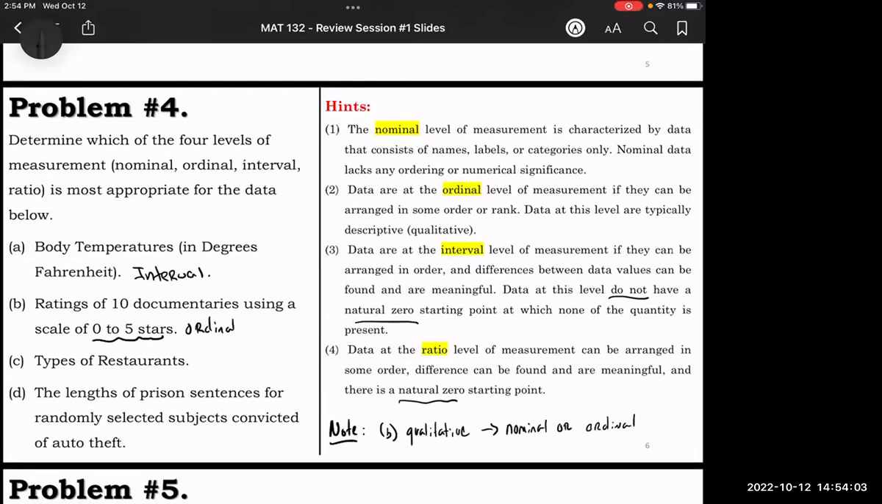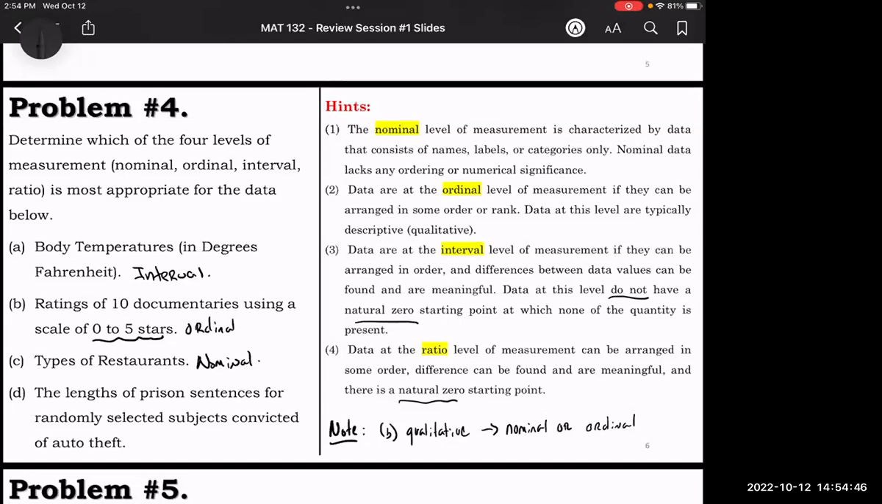Okay, part C, types of restaurants. That's nominal because those are categories. Now, if I said favorite types of restaurants, would it be nominal? No, it would be ordinal because you're actually going to be ranking the types of restaurants if I use the word favorite in front of types. It's not like some number. Right, you're actually putting a position on each restaurant, where, for example, the very first restaurant is the one you would have most likely mentioned first.